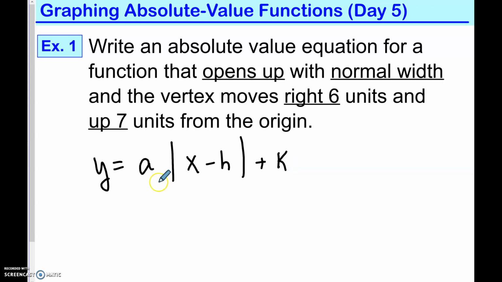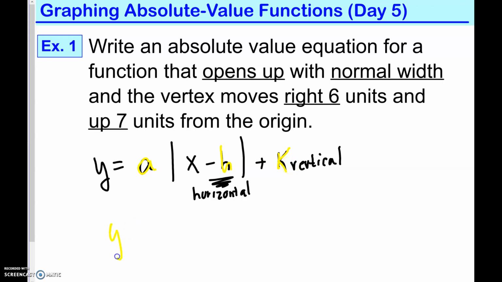And remember in here, this thing right here stands for your x value, and x value axis goes left and right, so this is a horizontal change. And then on the outside, this k value represents your y value, which is a vertical change. So what we're going to be doing is we are going to be replacing this a, this h, and this k. Everything else is going to pretty much stay the same.